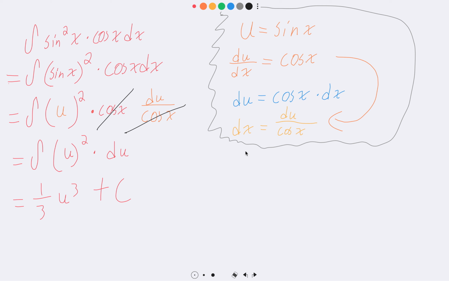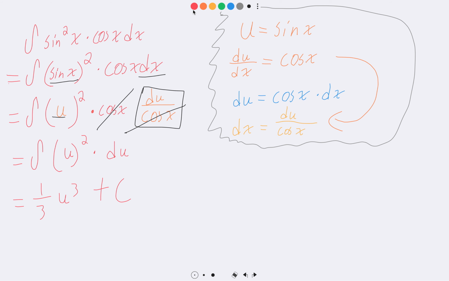I'll take its derivative and find dx. Now I want to substitute this dx and this sine of x for u and du over cosine of x. By doing so, the cosine of x's cancel, and I'm left with the integral of u squared times du. And now I have 1/3 u cubed plus c.